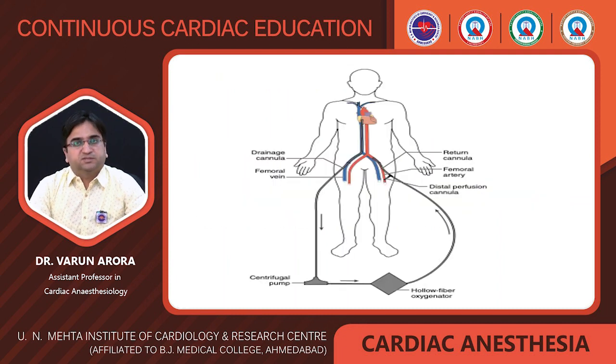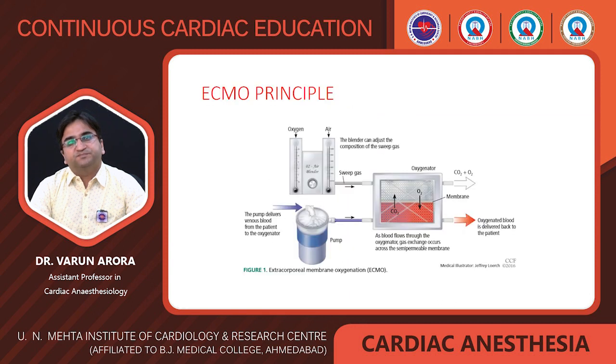Now in this diagram, you can see on the left side there is a drainage cannula which drains the venous blood. It goes to the centrifugal pump, then it goes to the oxygenator, it gets enriched with oxygen and CO2 is removed, and then it is returned through a return cannula into the femoral artery. So this is a basic diagram.